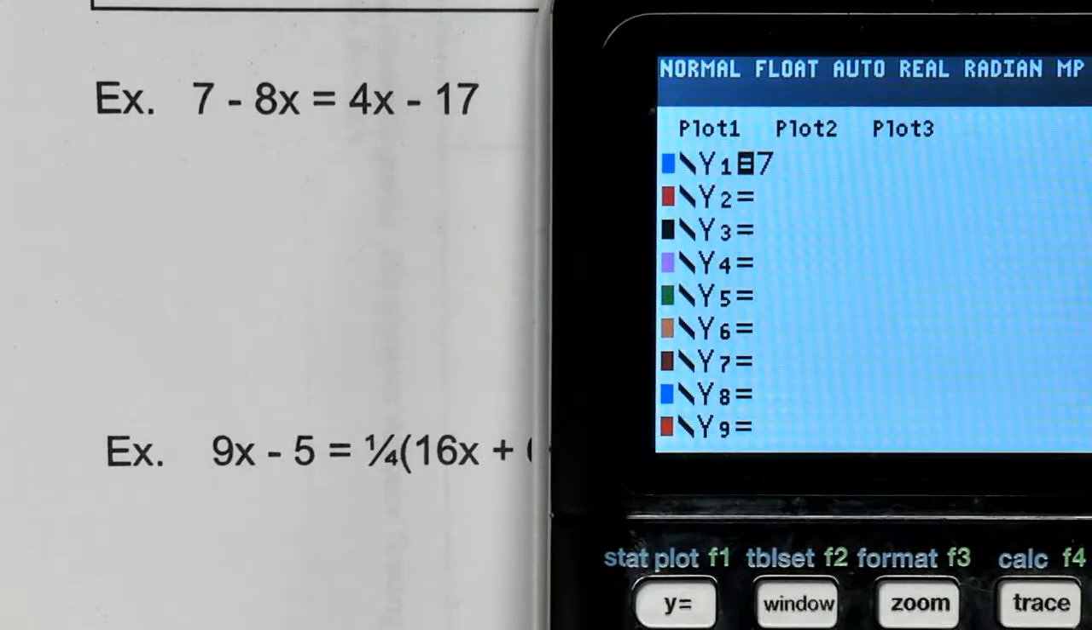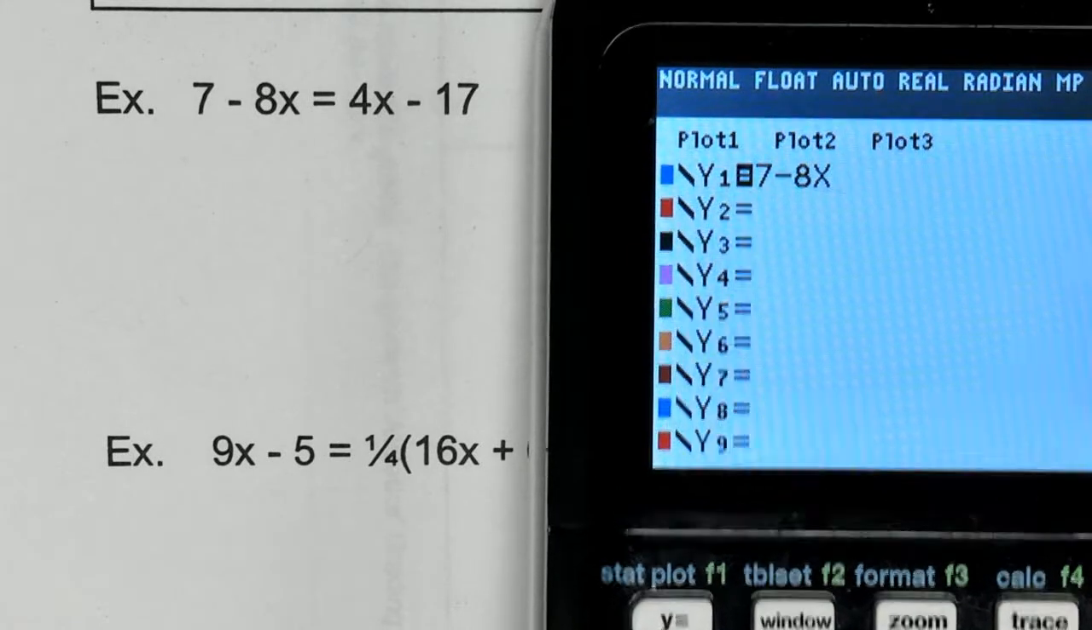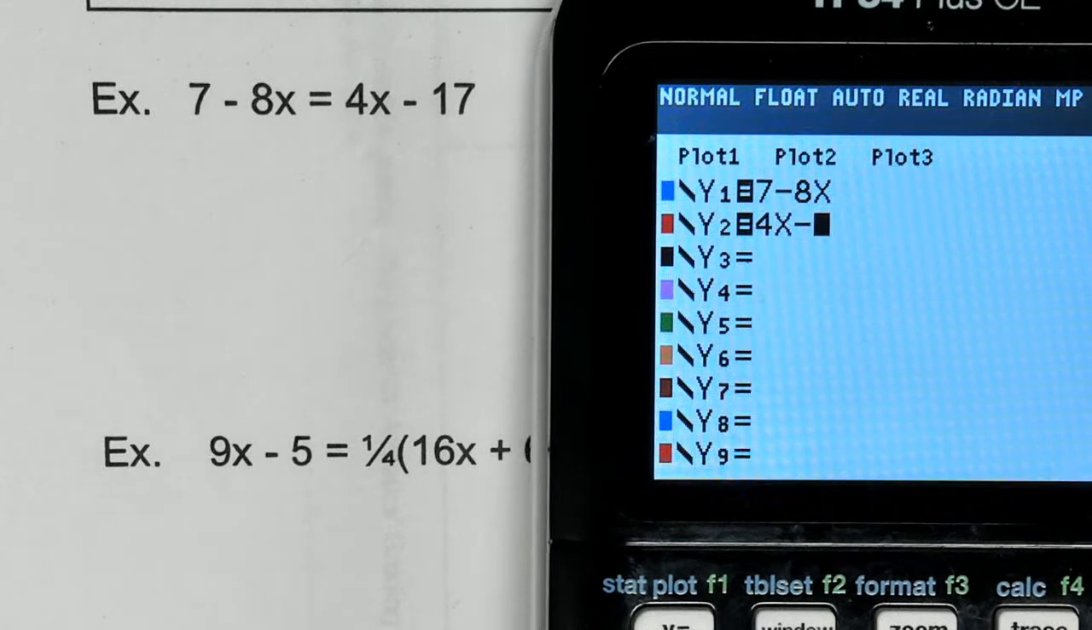All right. 7. Is that a subtraction or a negative? So 7 minus 8x, tab down. 4x minus 17.